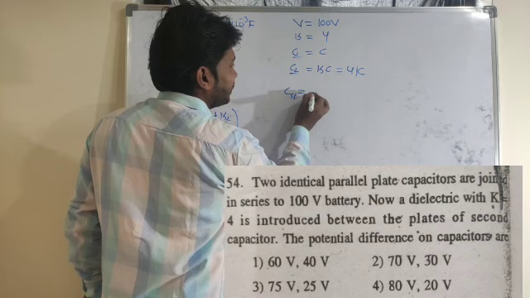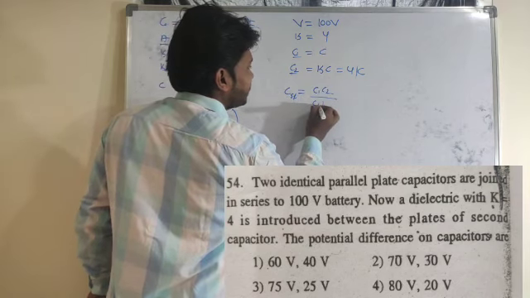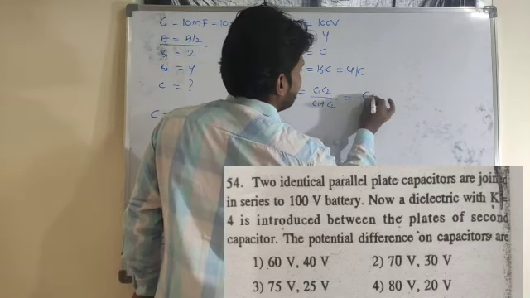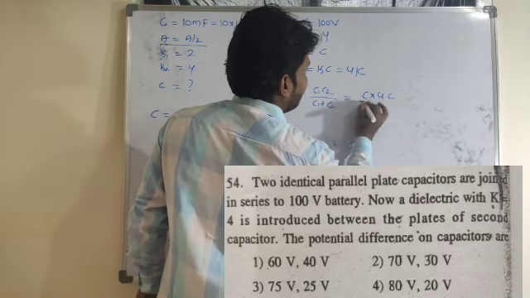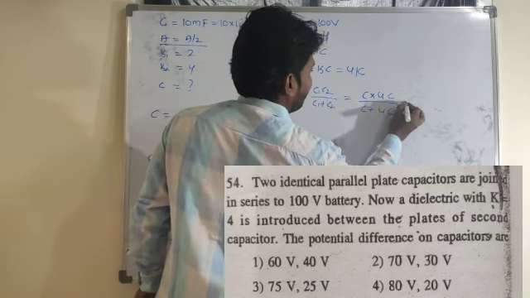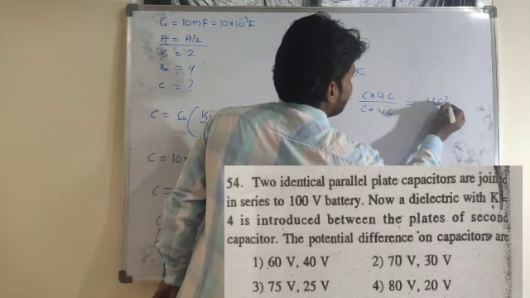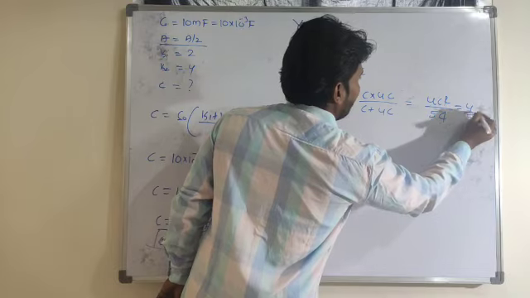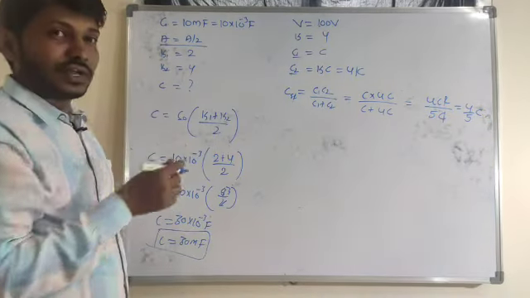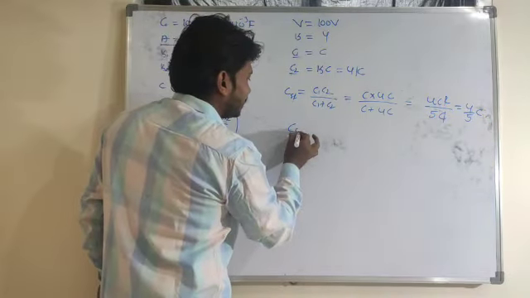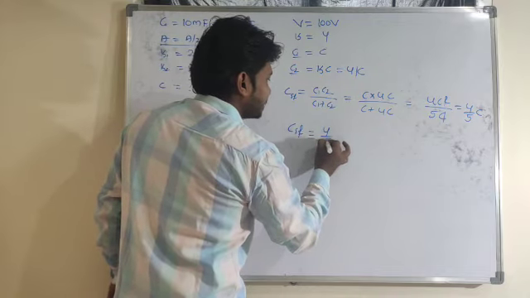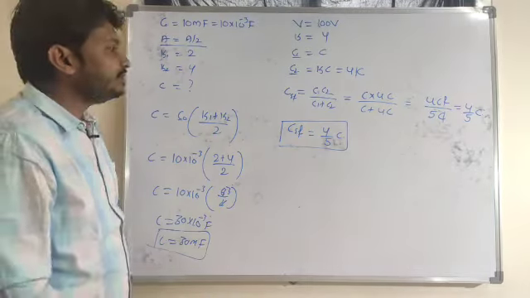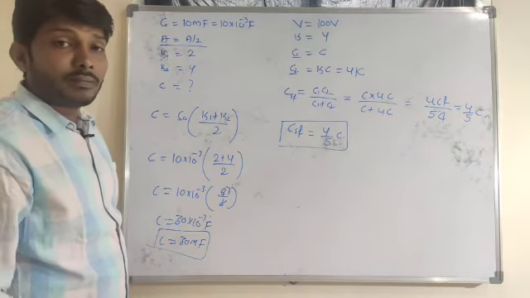So C effective is equal to C1 into C2 divided by C1 plus C2. C1 is nothing but C, and C2 is 4 times C. So it is 4C square divided by 5 times C, which is 4 by 5 C. So I got the effective capacitance as 4 by 5 C here.